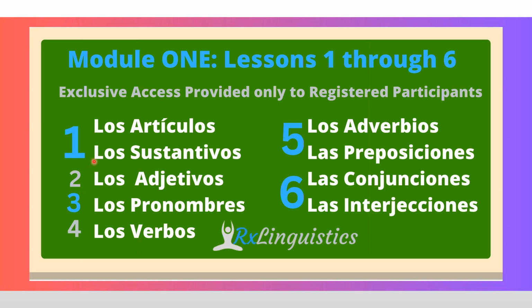Okay, so lesson 1 is articles and nouns. Lesson 2, lesson 3, lesson 4. Lesson 5 is adverbs and prepositions, and lesson 6 is conjunctions and interjections. So with that, you have covered the first part of Spanish grammar that you need to advance. After that, there will be a second part, which is building simple sentences in Spanish.